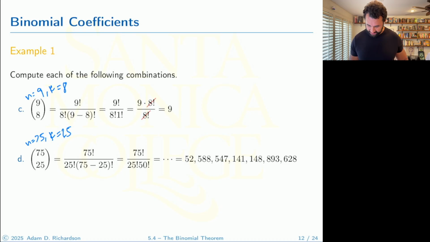Let's see. What is this? Millions, billions, trillions, quadrillions, quintillions. So 52 quintillion, 588 quadrillion, 547 trillion, 141 billion, 148 million, 893,628. Just gigantic numbers. Remember, the factorial function grows extraordinarily fast, face meltingly fast, and you're seeing it manifest in these problems as well.